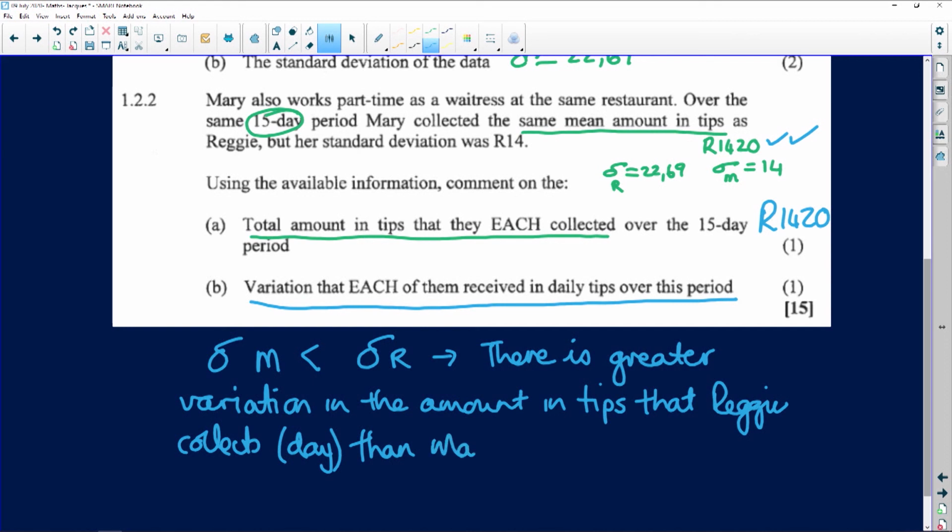So the variation in tips is just bigger. Mary, more or less, her tips are stable. They might just change with a few rands here to the top and the bottom, but his changes enormously. Okay, so it's just talking about the variation. That is what the standard deviation is telling you in this particular question.